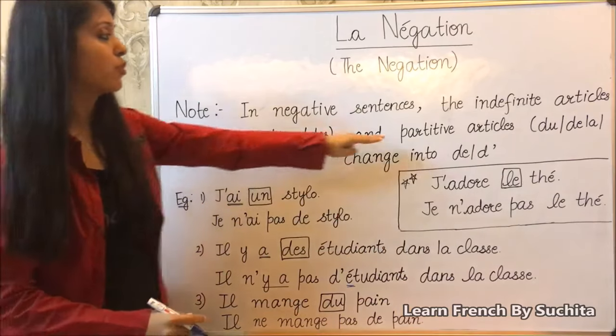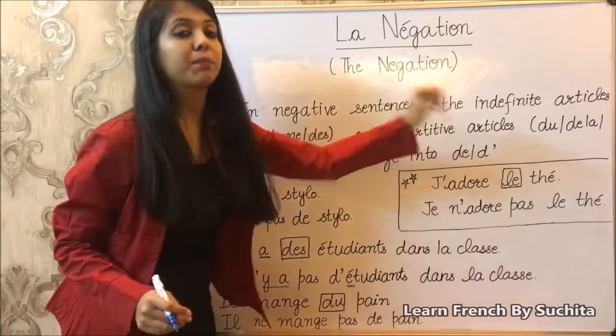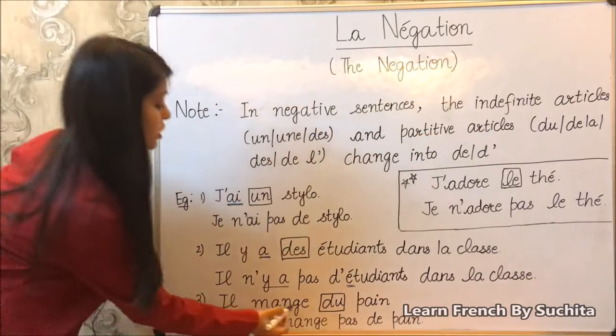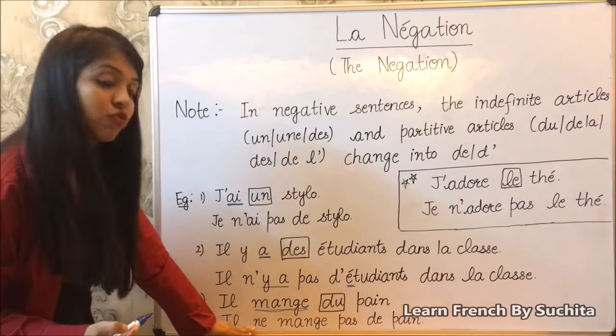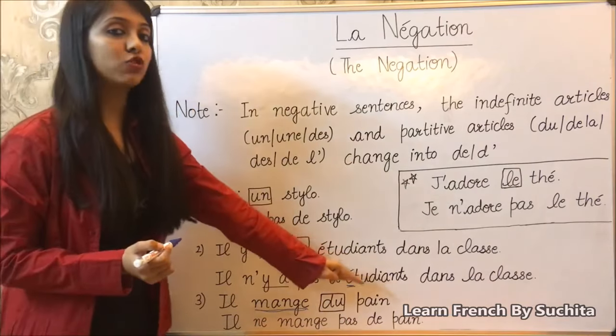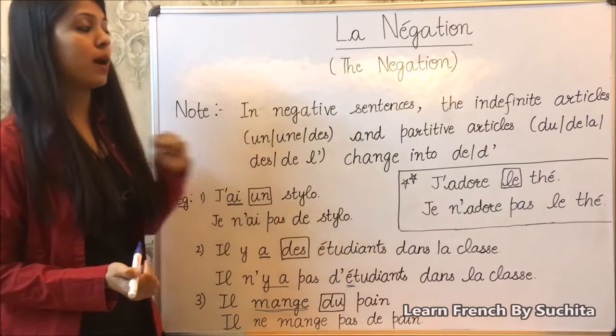Now, the third example is for partitive articles. Il mange du pain. Du is what? Partitive article. So, he eats some bread. So, this is the verb over here. So, before the verb we have ne, and after the verb we have pas. So, il ne mange pas du pain. It changes into il ne mange pas de pain.